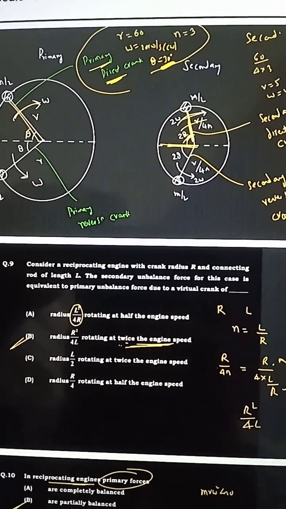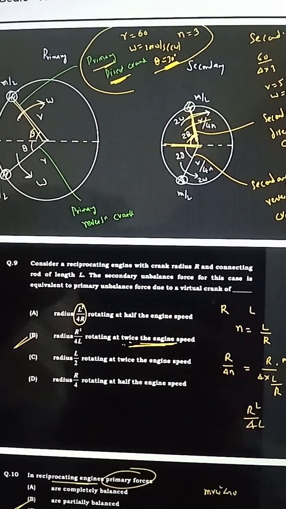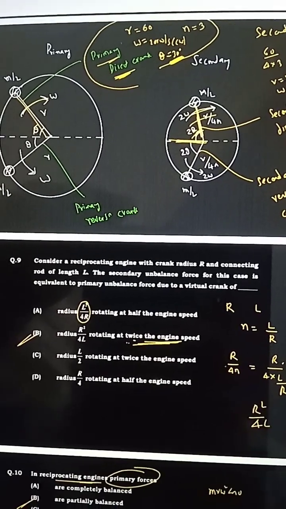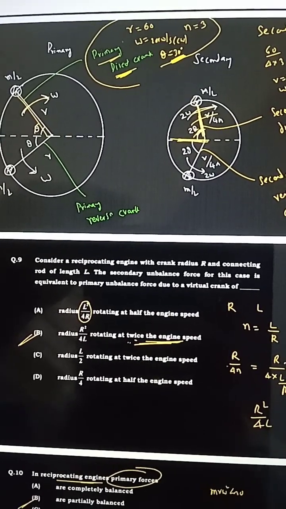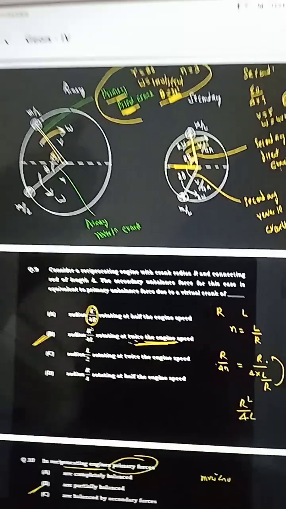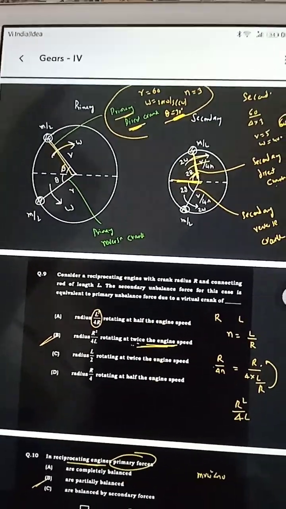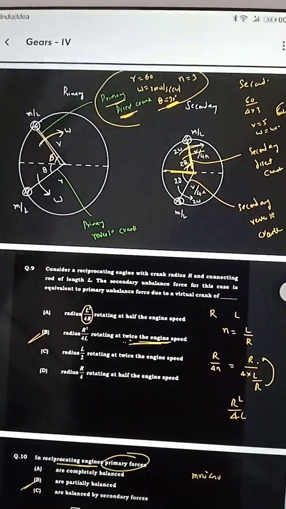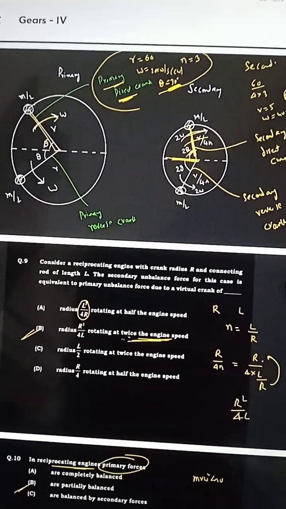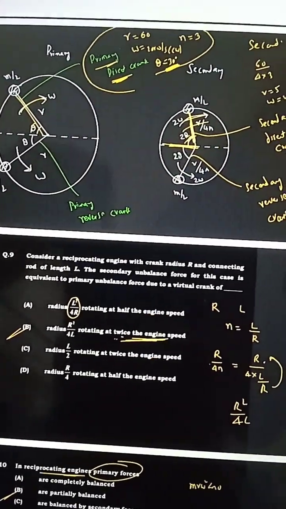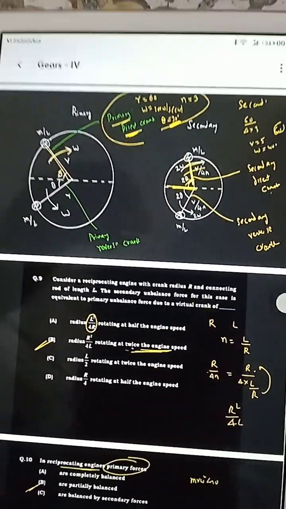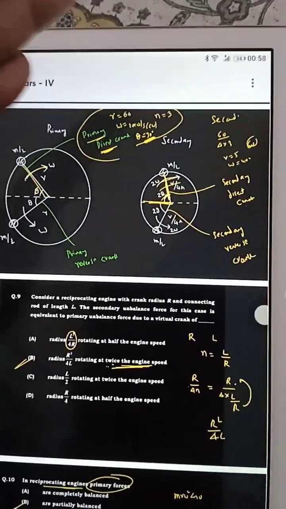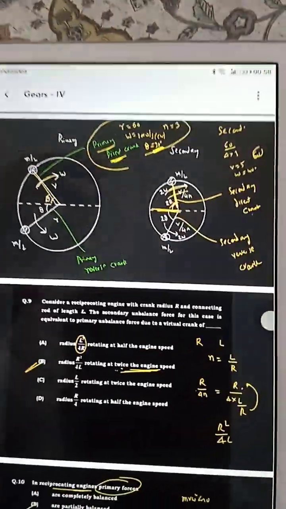Consider a reciprocating engine with crank radius r and connecting rod length L. The secondary unbalanced force case is equivalent to the primary unbalanced force due to a virtual crank of r by 4n. R by 4n can also be written as r square by 4L, rotating at 2 omega. Original was omega, now rotating at 2 omega in the same direction.